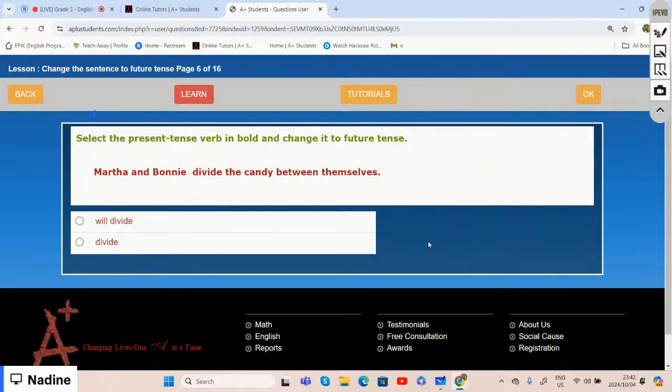All right. It says Martha and Bonnie. Do we say option one or option two? In this case, option one or option two? All right, and then it says they will, option one, divide the candy between themselves.